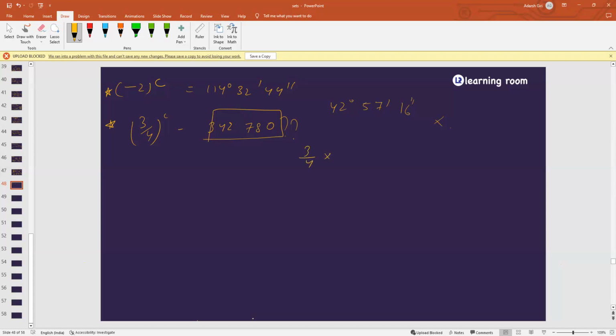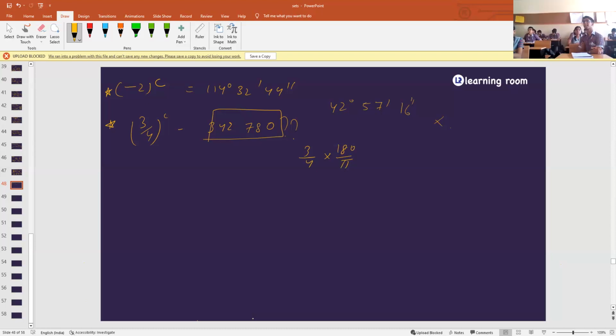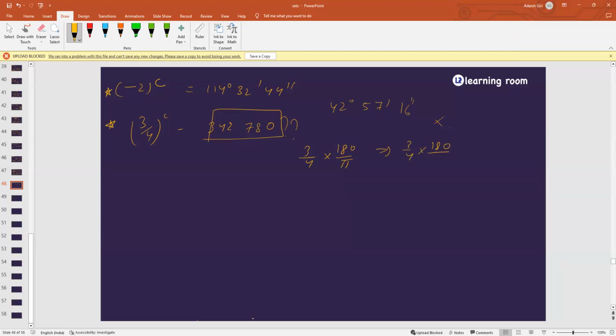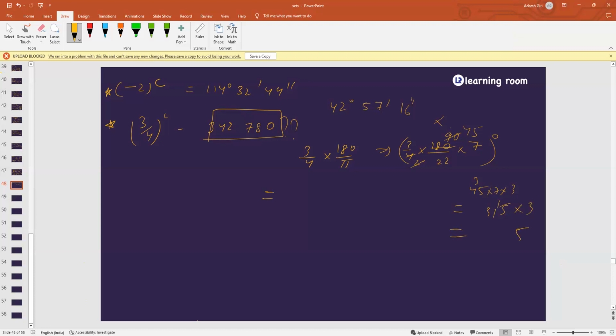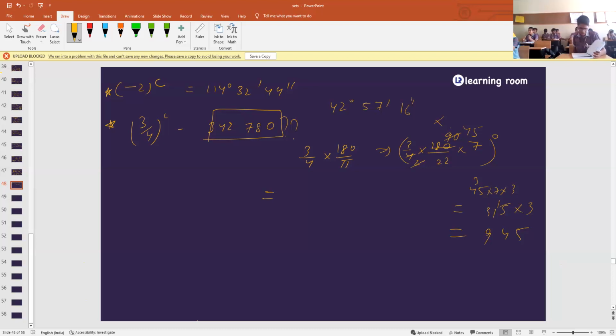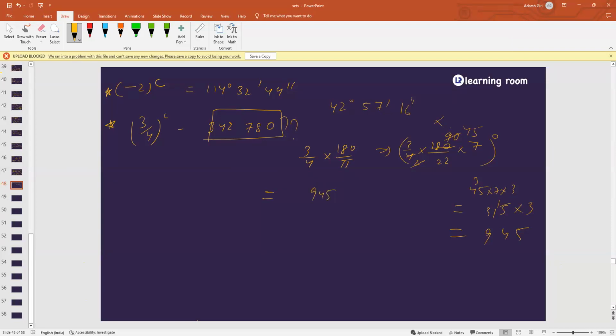See, 3/4 into 180 by pi. So it can be written as 3 by 4 into 180, and instead of pi, I'm writing 22 by 7, and the 7 goes up. Agree? Yes, sir. So this is the degrees. I'm not using the calculator, so I'll do it here. 180 by 4 is 45. Now 45 into 7 into 3, what is this? 945 if I'm not wrong. So it is 945 by 22.